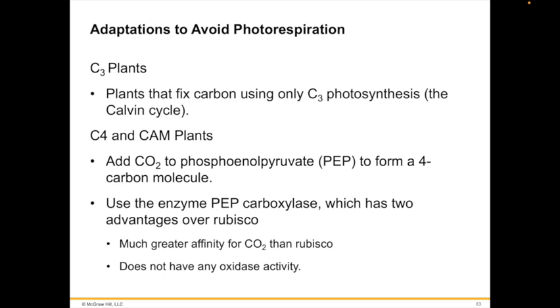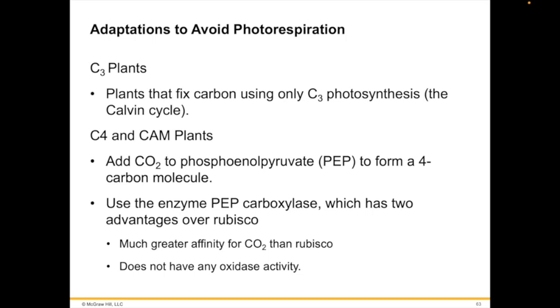So these are adaptations to avoid photorespiration in just a moment. Plants that fix carbon using only C3 photosynthesis are called C3 plants. Other plants add CO2 to phosphoenolpyruvate to form a 4-carbon molecule. This reaction is catalyzed by the enzyme PEP carboxylase.